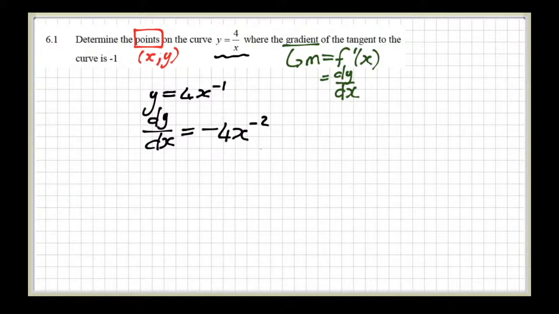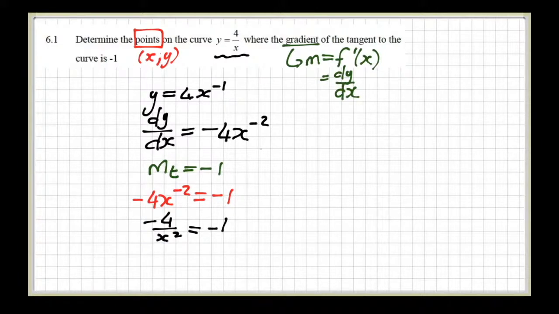They're telling me that the gradient of the tangent is -1. So what are we going to do? We're going to take this -4x to the -2 and put it equal to -1. And now we've got to solve. For me to solve this, I'm going to take that x squared to the denominator. Now I'm going to solve this step by step. So I'm going to multiply by that x squared. On the left, I'm left with -4. On the right, I'm left with -x squared.